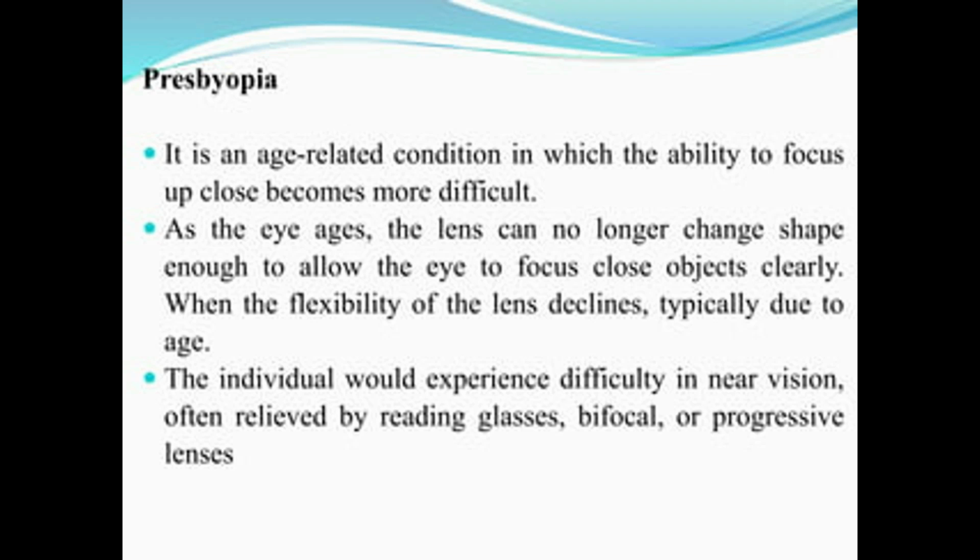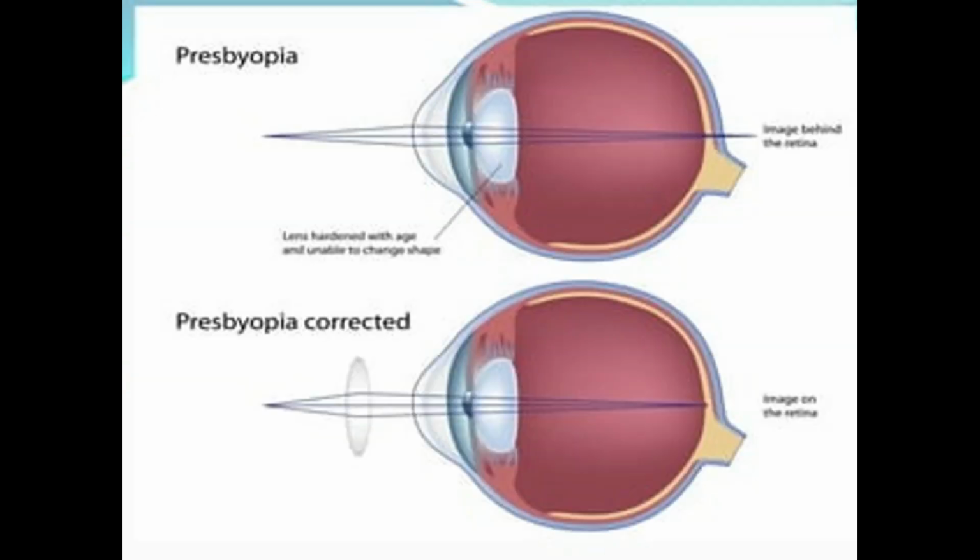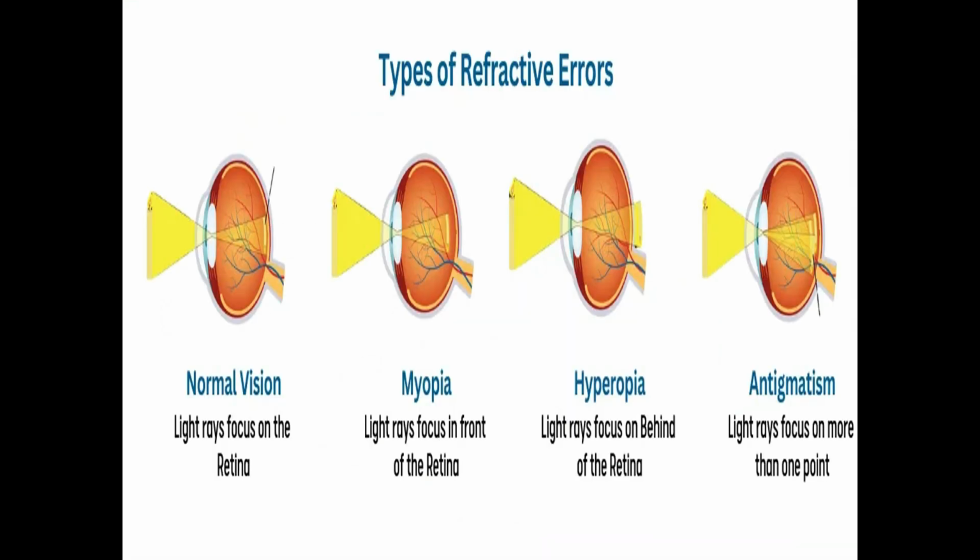What is happening is that the people will not be able to focus on the objects that are close to them. As the eye ages, the flexibility of the lens declines, and the lens cannot change their shape. So the individual will experience difficulty in near vision, and it is relieved by reading glasses, bifocal or progressive lenses. So this is a presbyopia, and this is a corrected presbyopia.